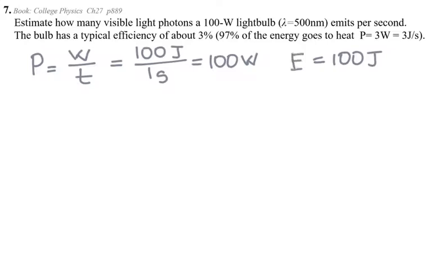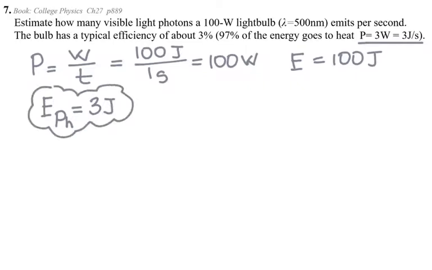But only 3%, as they say, is going to be the energy emitted as light. So that means only 3 joules per second is light. 97% of the energy, or 97 joules per second, is heat. So my actual work energy that is emitted as photons is only 3 joules. I'm only going to use this energy because the rest is just waste heat.